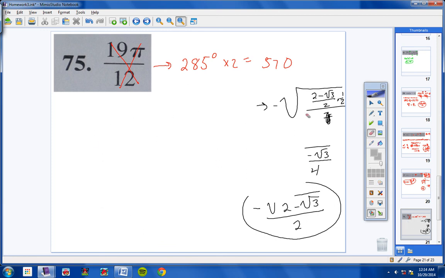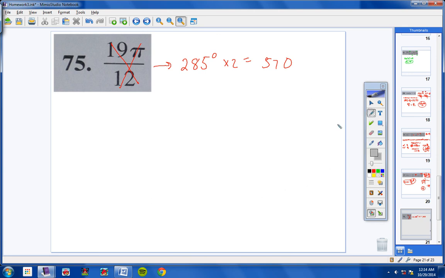Now let's take a look at the tangent of... that's not good. Alright, let's see if that works. Much better. Tangent of 570 over 2 would be the same thing as 1 minus cosine of u over sine of u. Okay, so what we have is this.